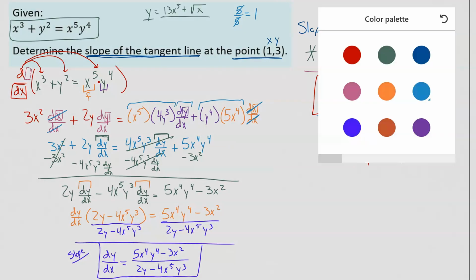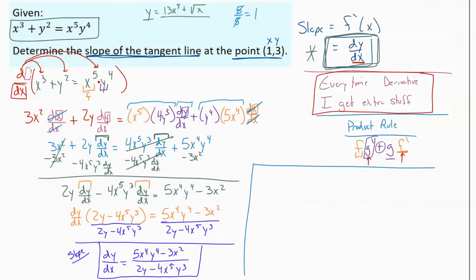In this problem, we are going to be specifically asked to find it at the point 1, 3. So that's our x and that's our y. And so now we're just going to take those values and plug them into our derivative. You would say dy dx evaluated at the point 1, 3. And so we're just plugging x and y into this equation here. So everywhere I see an x, I put 1. Everywhere I see a y, I put 3.